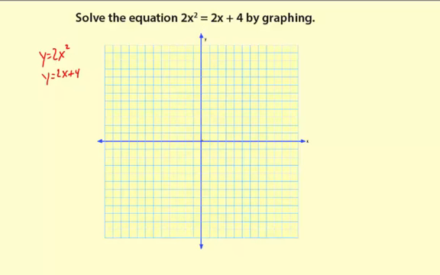So y equals 2x squared is going to be a parabola with a vertex at 0, 0, and then go over 1, up 2, over 2, and then up 8. And I'm going to reflect those points.